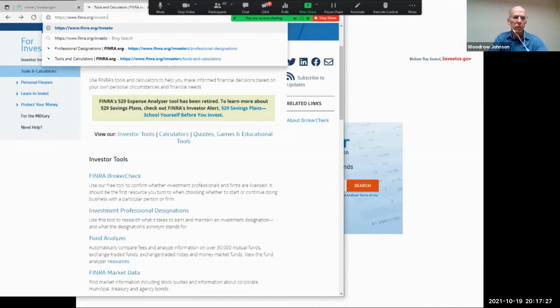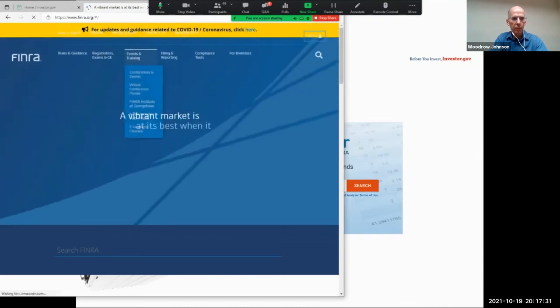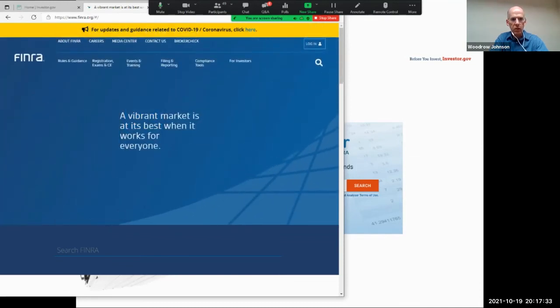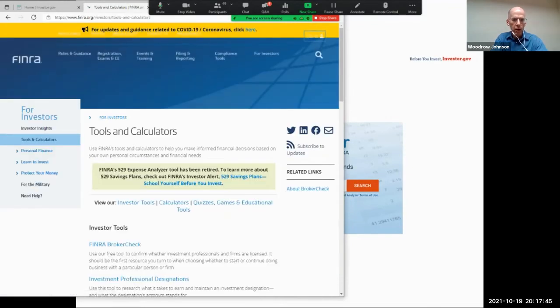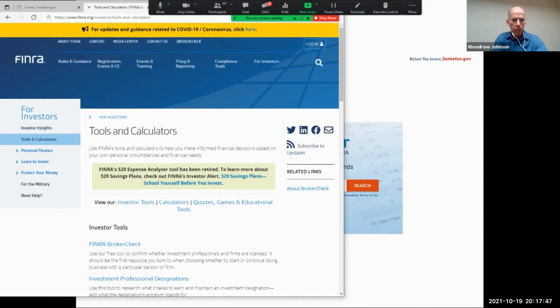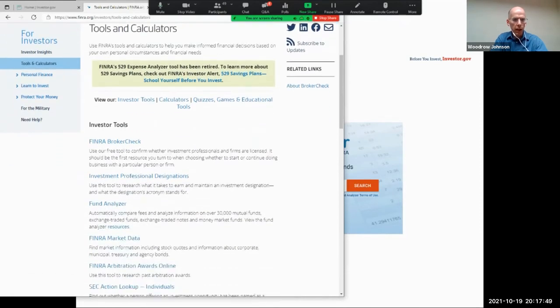It's kind of hard to find here. It'll be quicker to go to a search engine and type in Fund Analyzer. But if you go to the FINRA site, it's confusing. Over here on the right is a For Investors button. Then if you click on that and go down, you can find it under Tools. It's hard to find, so try your search engine first. There are a couple of tools here I want to talk about.